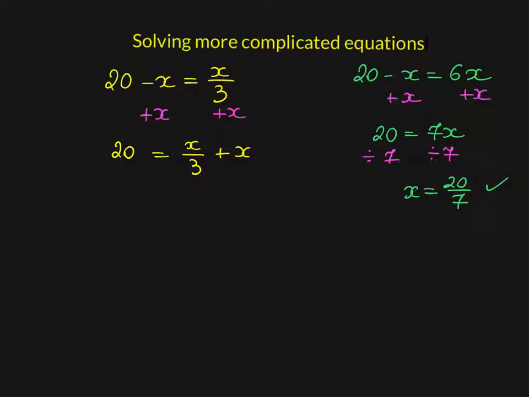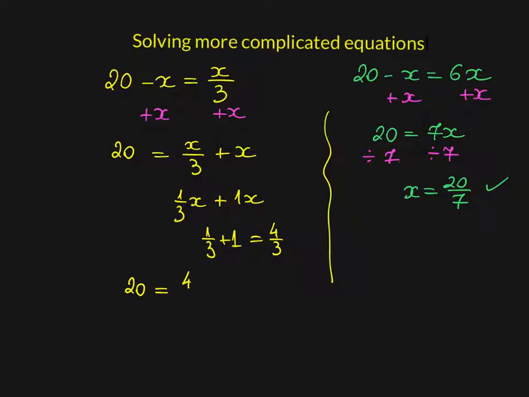How do I deal with that right hand side? Imagine that you know that x over 3 is a third x. x is 1x. So you practically need to add a third plus 1. That's how many x's you have. If you put them in your calculator, you get 4 over 3. So the right hand side is 4 over 3x. Therefore, 20 equals 4 over 3x.